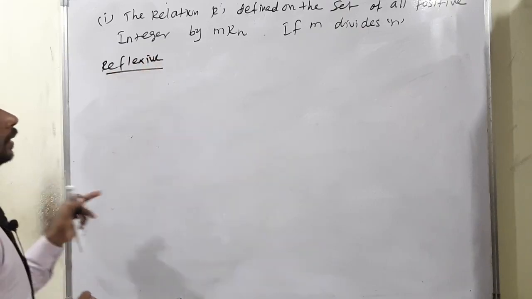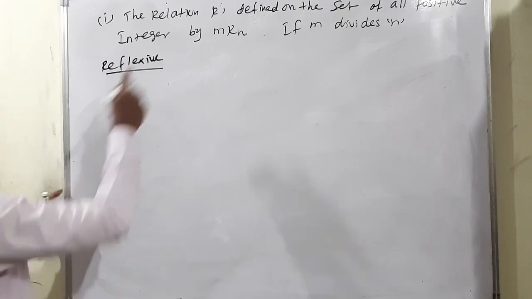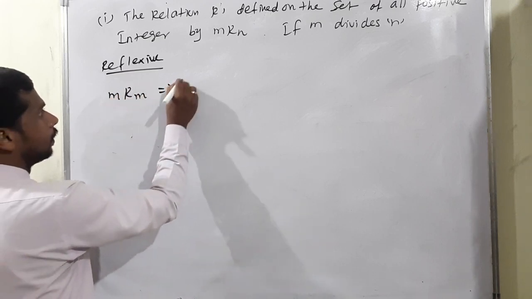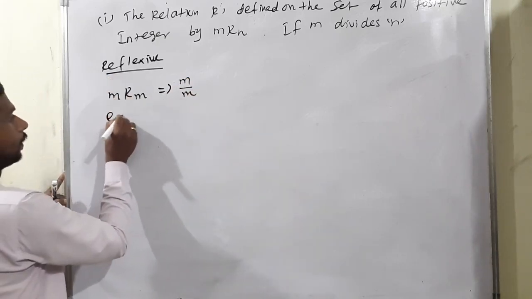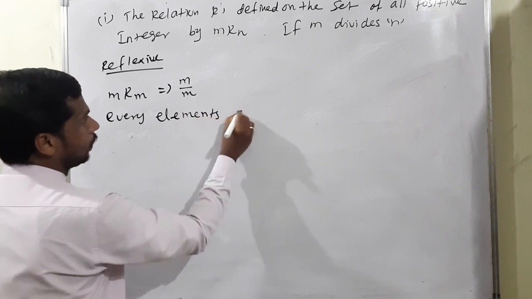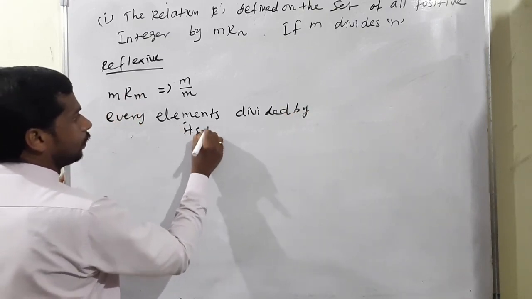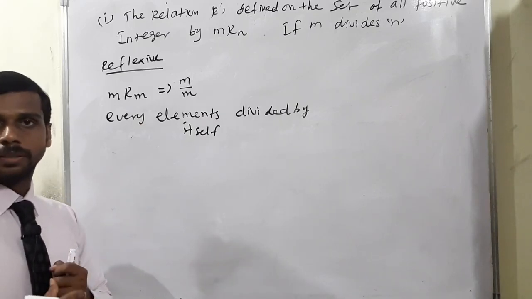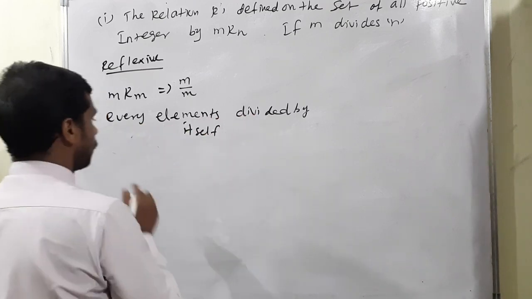So, reflexive means the condition m related to n. What is the meaning? For all terms, (a, a) belongs to R. So, (a, a) condition means definitely we can say m related to m. So, m related to m means m divides m. Therefore, every element divided by itself. So, 2 means 2 divided by 2, 3 means 3 divided by 3, then variable z means z divided by z, k means k divided by k, like that. So, every element divided by itself means we can say it is reflexive.